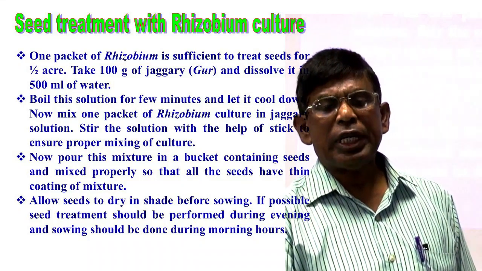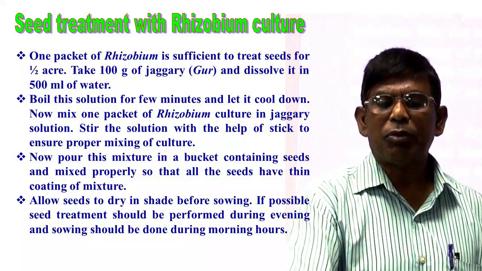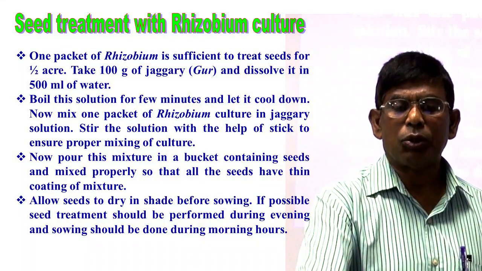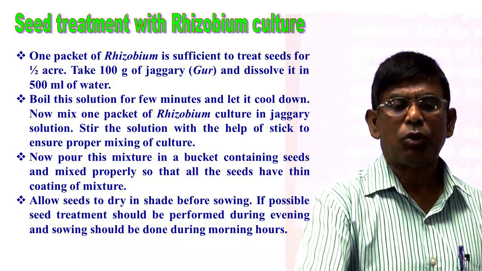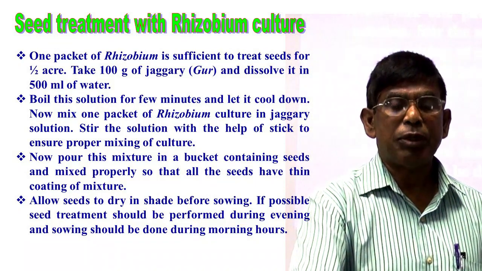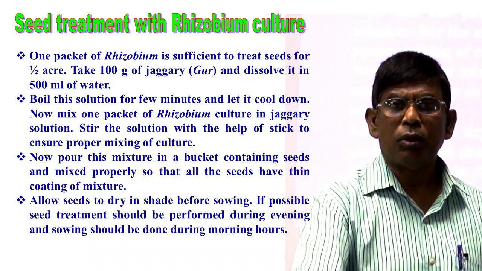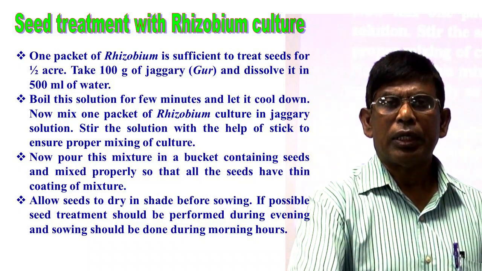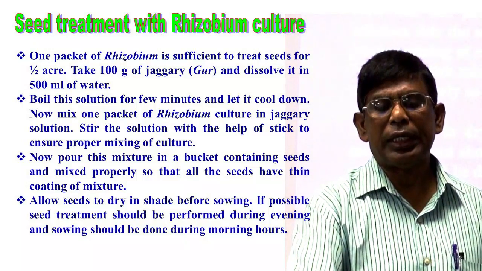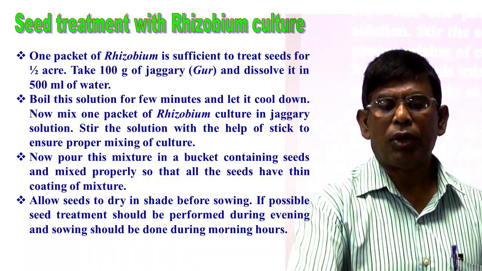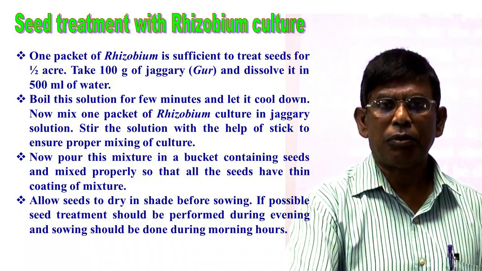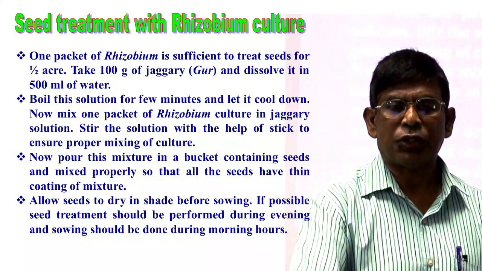Then you have to mix the 1 packet of rhizobium culture in the jaggery solution, then stir the solution with the help of a stick to ensure proper mixing of culture. Then this mixture should be mixed with the seed which has already been treated with fungicide and insecticide for a thin coating of this rhizobium culture mixture.